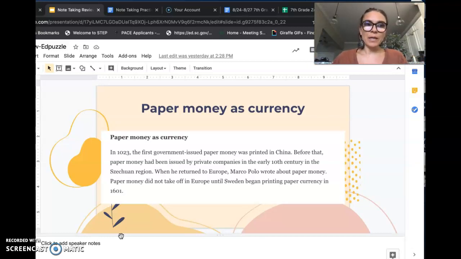So it says, paper money as currency. In 1023, the first government-issued paper was printed in China. Before that, paper money had been issued by private companies in the early 10th century in the Sichuan region. When he returned to Europe, Marco Polo wrote about paper money. Paper money did not take off in Europe until Sweden began printing paper currency in 1601. So I want you to take a minute, think what is an important fact here, and I want you to write a short note for that fact.